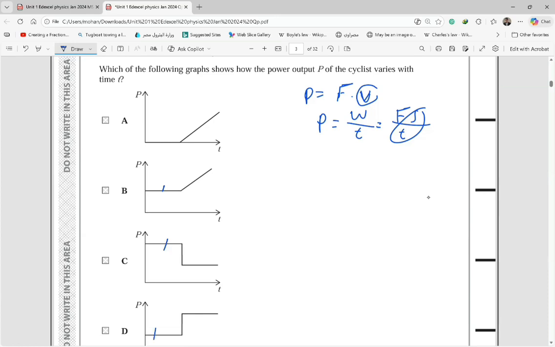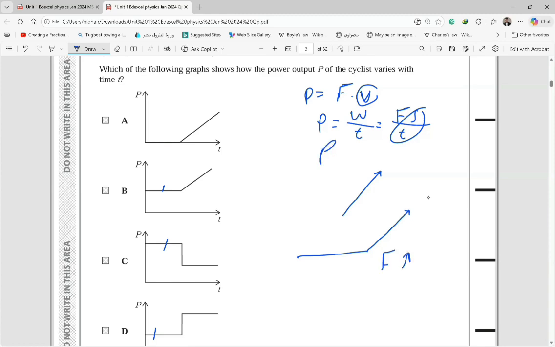Now she moves up at a certain gradient like this. Look at this. Now she was moving on a horizontal road using a certain force. Now she's riding up a hill. This means she needs more force. So the force increases, but power equals force times velocity, or force times speed. The force increases, but the speed is the same.